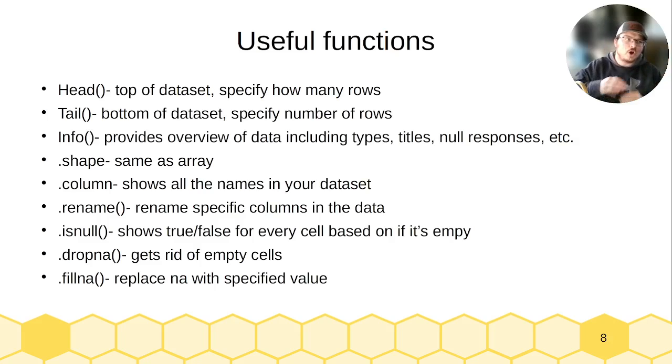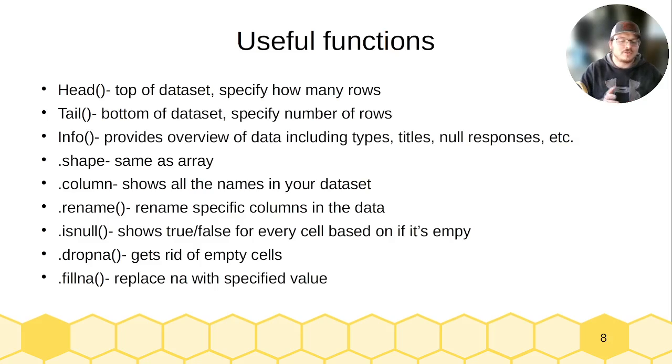Info is going to show you an overview of all the characteristics of your data set that you're working with, including data types, titles, column names, if there is any missing data, those kinds of attributes. Shape is going to show you the shape of your data, so it's the same as in our arrays, where it's going to show you how many rows by columns your object is. Pandas, not NumPy, does the exact same thing.